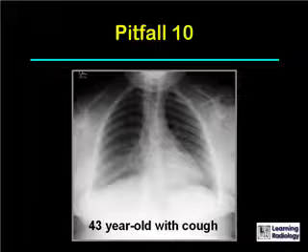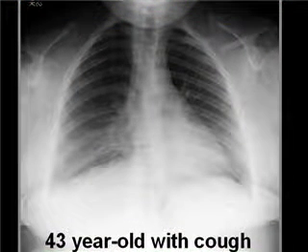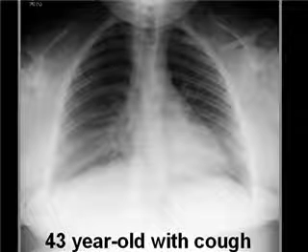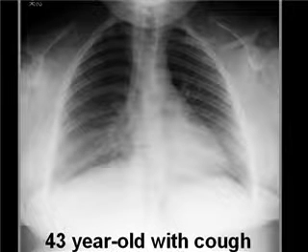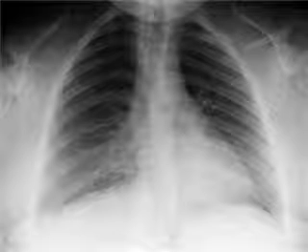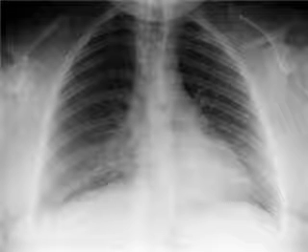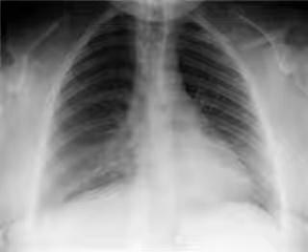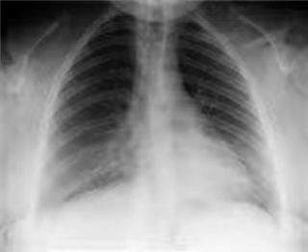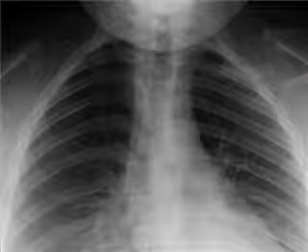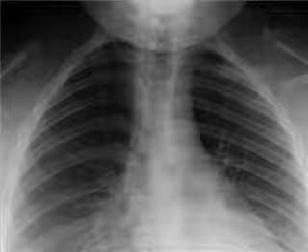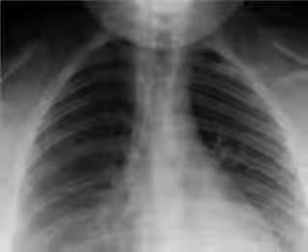And here's the last pitfall. This is a 43-year-old with a cough. This is a frontal image from a chest series. What do you think? Well, if you were busy looking at the right heart border and wondering whether this patient had a pneumonia in the right middle lobe, she in fact does not have a right middle lobe pneumonia. That's just overlying soft tissue of the right breast. But what the patient does have, or more accurately doesn't have, is either clavicle. The right clavicle is completely missing. The left clavicle is partially missing.